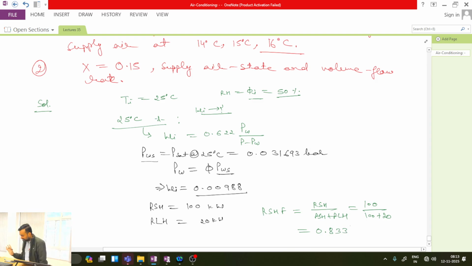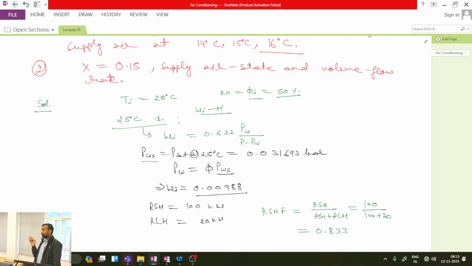0.83. So I have got the RSHF value. Okay, and it is given in the question that there is no information about the ventilation of the air. In this particular question we do not have any information about the ventilation. If we do not have information about ventilation, what we will be having? I will be having the entire room sensible load and room latent load acting on the cooling coil only.